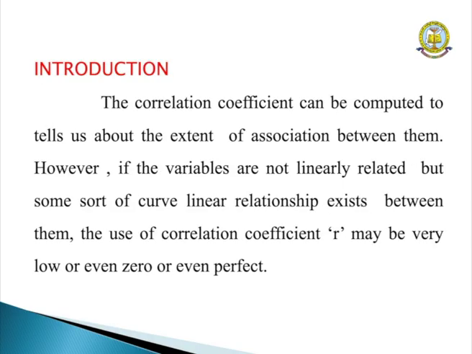Introduction to correlation ratio. The correlation coefficient can be computed and tells about the extent of association between them. However, if the variables are not linearly related, but some sort of curvilinear relationship exists between them, the correlation coefficient may be very low, or even 0, or even perfect. In that case, we cannot decide the nature of the correlation.